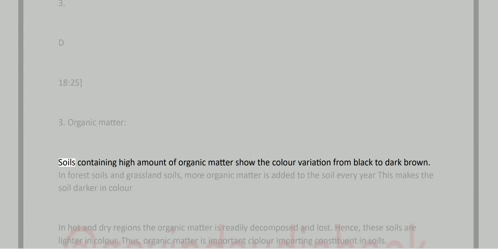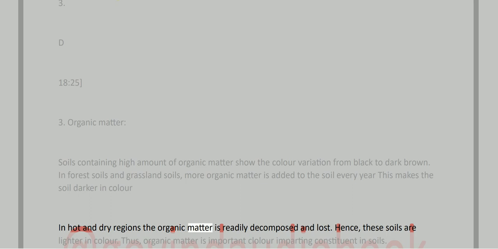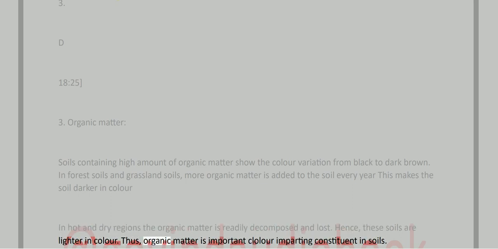3. Organic matter. Soils containing high amount of organic matter show the color variation from black to dark brown. In forest soils and grassland soils, more organic matter is added to the soil every year. This makes the soil darker in color. In hot and dry regions, the organic matter is readily decomposed and lost. Hence, these soils are lighter in color. Thus, organic matter is important color imparting constituent in soils.